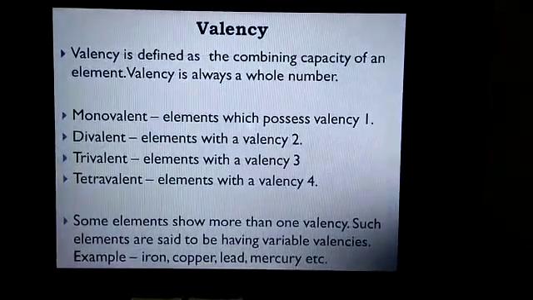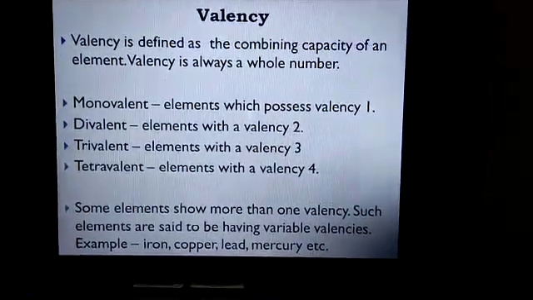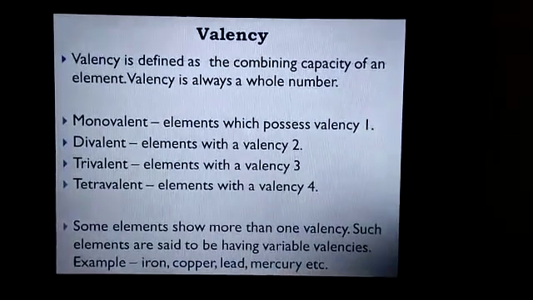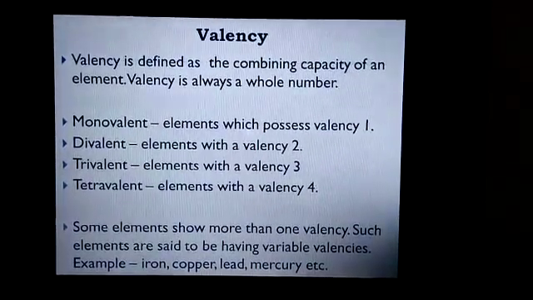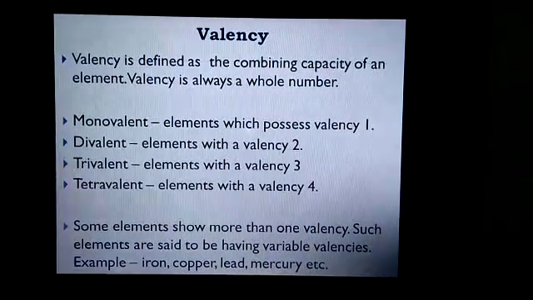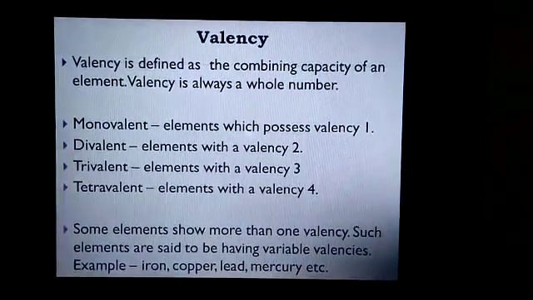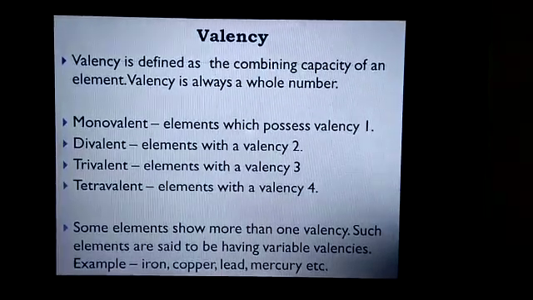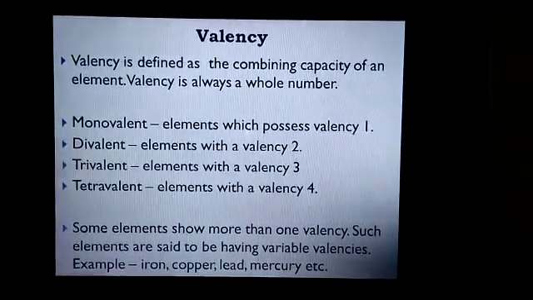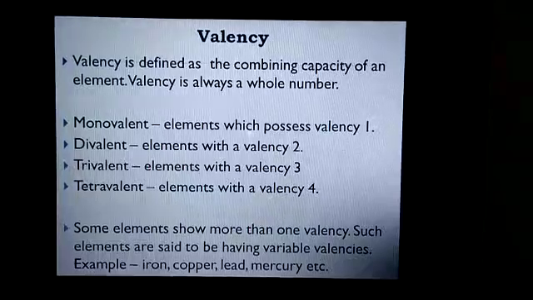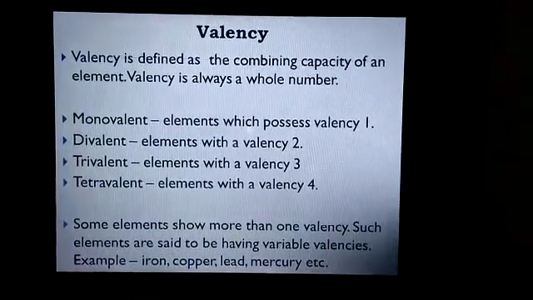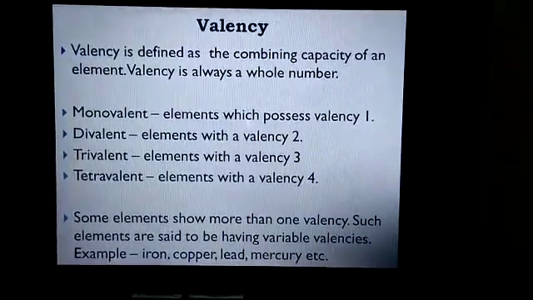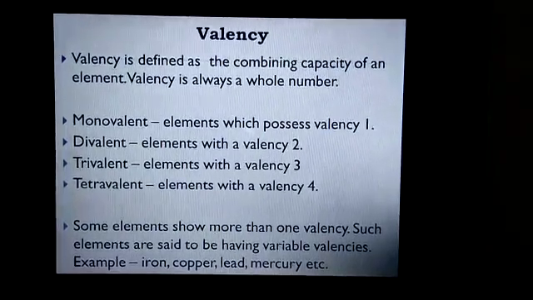The chemical bond, as you know, forms between two atoms. In that bond formation, one atom will give electrons and another atom will accept electrons. So the number of electrons either accepted or donated decides the valency of that atom.